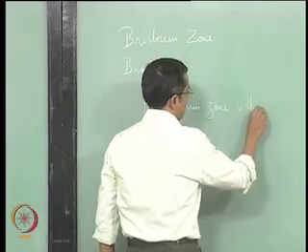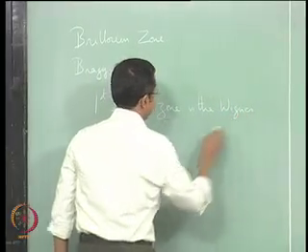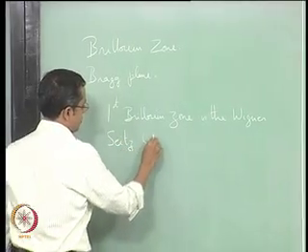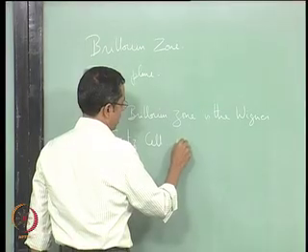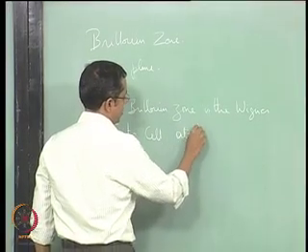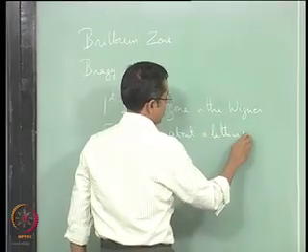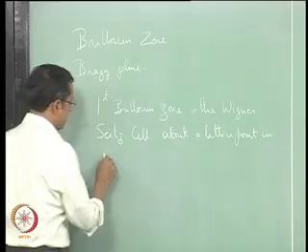is the Wigner Seitz cell about a lattice point in reciprocal space.